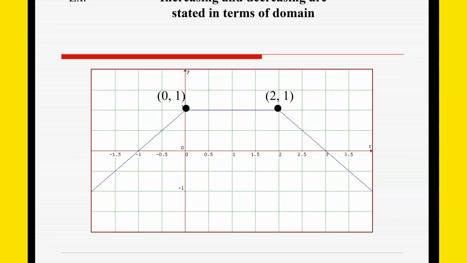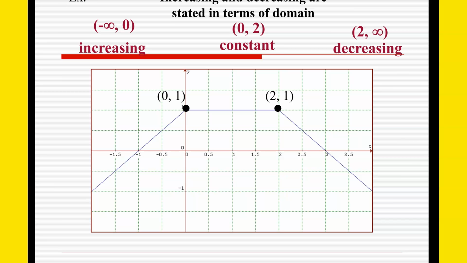Okay. Hopefully you've answered it. It's increasing from negative infinity to 0. Now, again, I bet you wanted to say 1, didn't you? Don't pick that 1. Look on the x-axis, not the y. It's constant from 0 to 2. Then it's decreasing from 2 to infinity. I bet some of you wanted to say negative infinity because it's going down to negative infinity. Yes, it is going down to negative infinity, but it's also going to the right to positive infinity on the x-axis. Negative infinity on the y, but positive infinity on the x. And you're always answering in terms of the x.